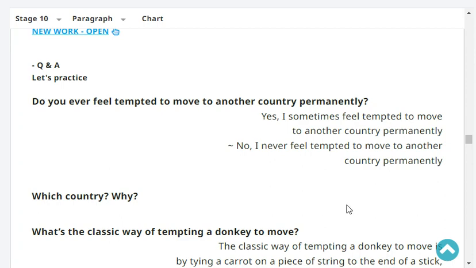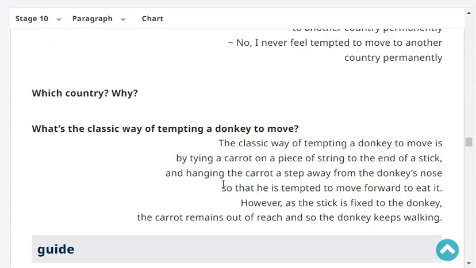Do you ever feel tempted to move to another country permanently? Yes or no? Oh, yes. I sometimes feel tempted to move to another country permanently. Very good.